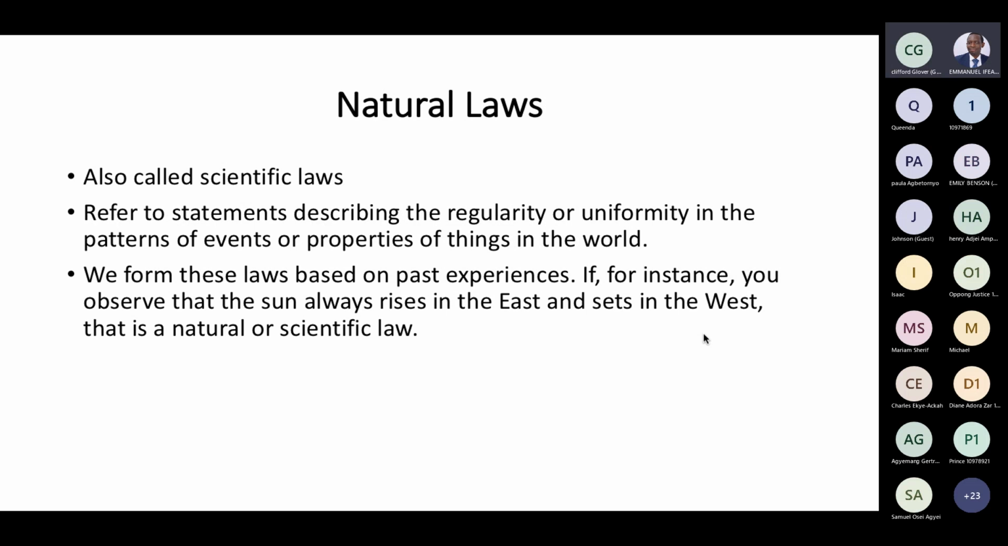Now we have natural laws, which are also called scientific laws. Now these refer to statements that describe the regularity or uniformity in the patterns of events or properties of things in the world. Now we form these laws based on past experiences. If, for instance, you observe that the sun always rises in the east and sets in the west, then that's a natural or scientific law. So natural law, also called scientific law, is a law we have formed by observing some regularity or uniformity in nature.